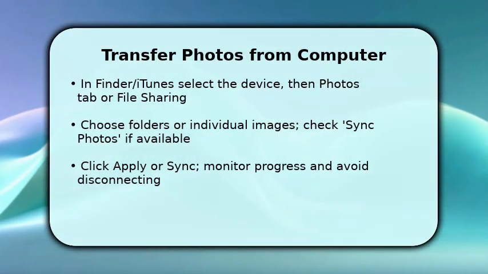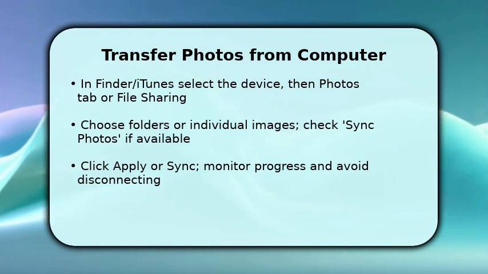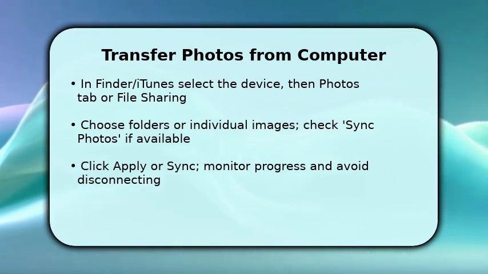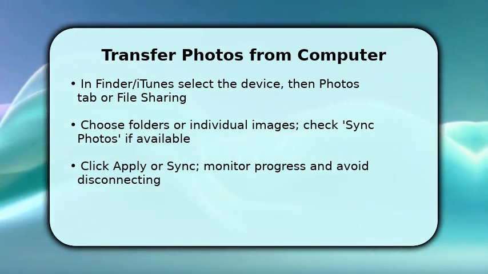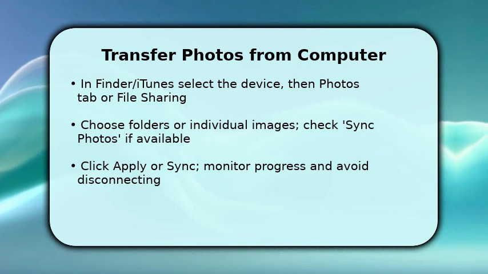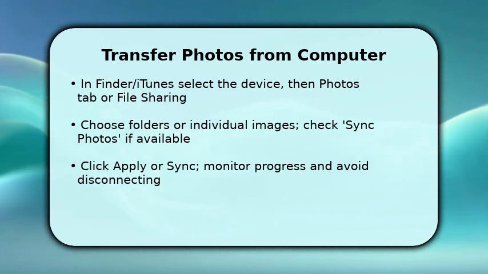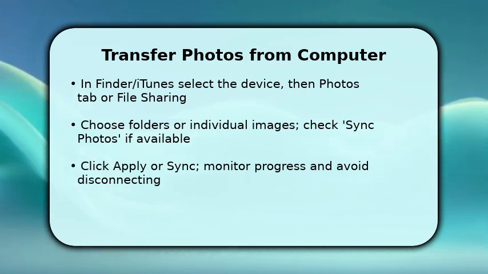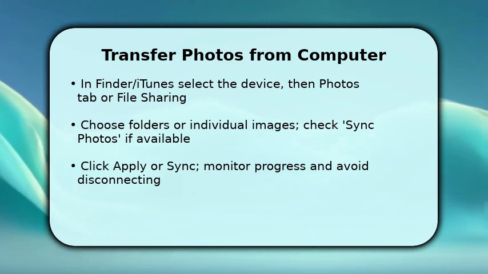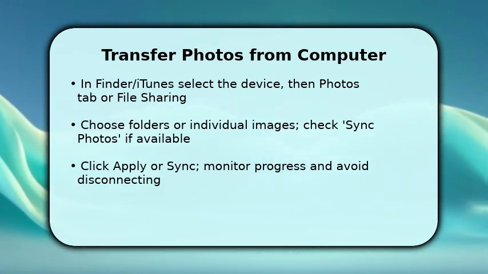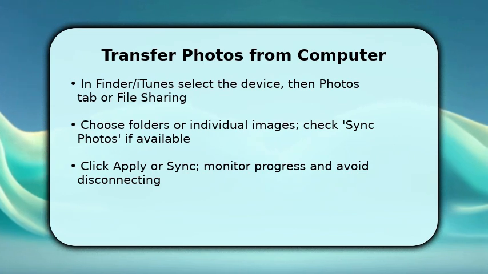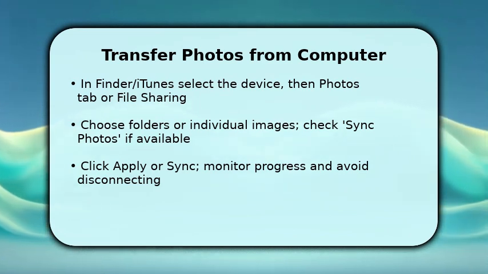Now you'll choose what to copy. In Finder or iTunes, select your iPhone, open the Photos section or File Sharing area, and pick the folder or images to send. If you see a Sync Photos option, enable it and point to the folder. Otherwise, drag images into the device's photo container. Click Apply or Sync to start. Keep the phone connected and awake. Interruptions can corrupt transfers. When progress reaches 100%, verify images appear in the Photos app before unplugging.